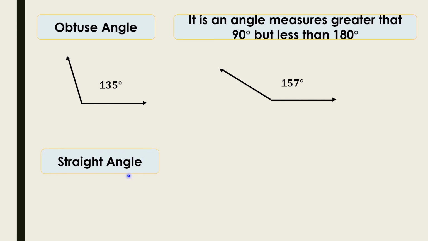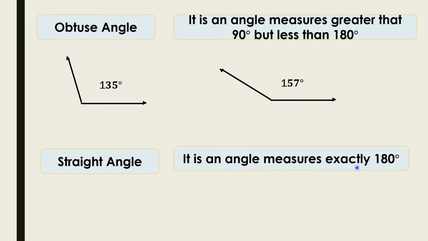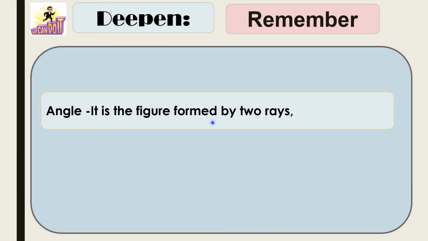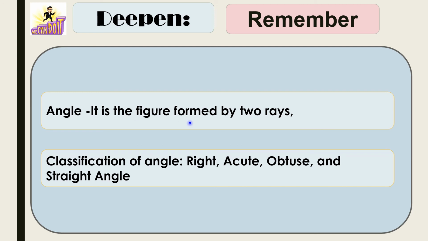And lastly, the straight angle. It is an angle measuring exactly 180 degrees, whenever it is straight. If it is a horizontal straight line, that is a straight angle. Always remember, an angle is just a figure formed by two rays. And the classifications of angles are right, acute, obtuse, and straight angle. Hope you learned something from our lesson.